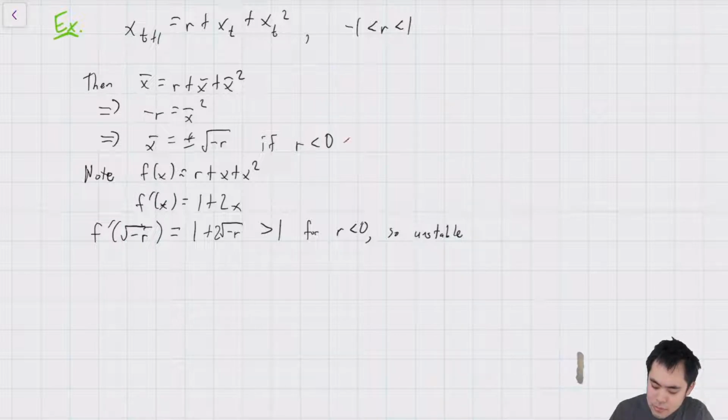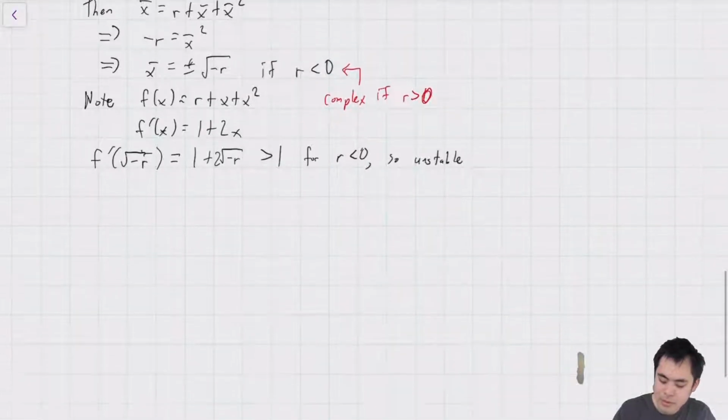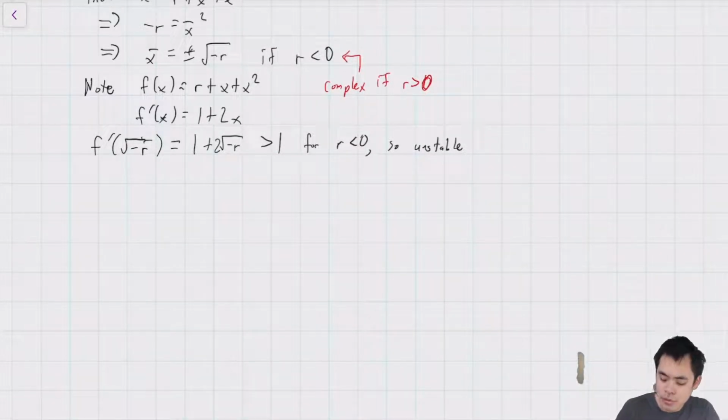And imaginary if r is greater than 0. So we don't need to plot that. Let me put complex. So it is actually imaginary in this particular case. So that's unstable.